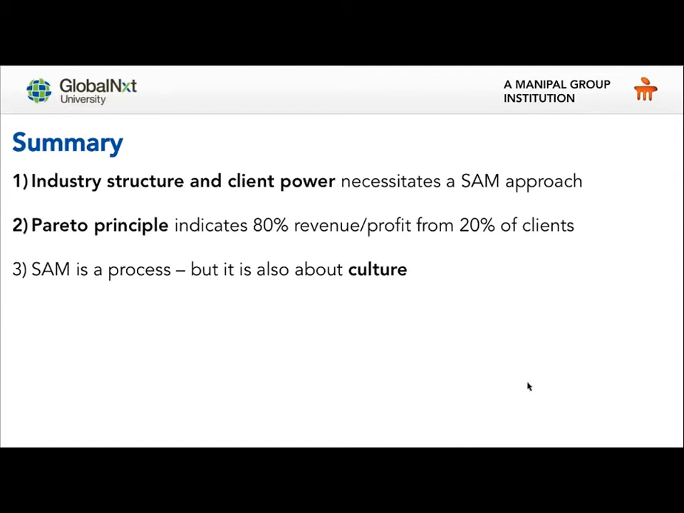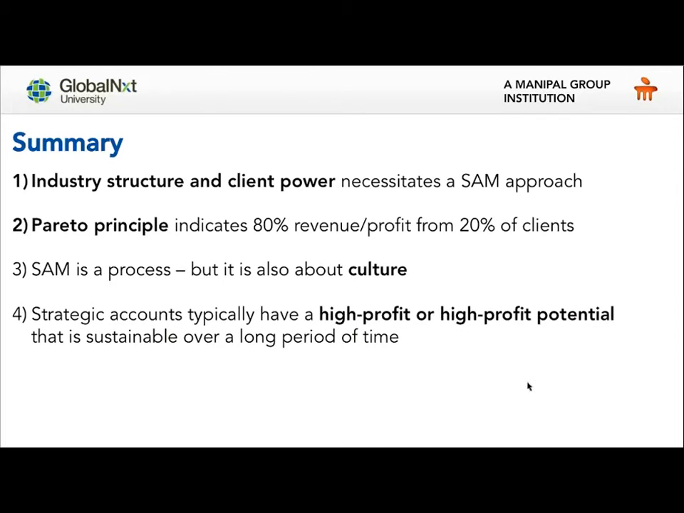The third aspect is, SAM is a process, but it's also part of culture. So being a client-centric organization is not just about having processes in place. It's about the people and how you behave and how you act. So there are very much cultural implications here. And everyone knows that culture is difficult to change, requires a lot of leadership effort. But basically, SAM is a process, but it's also about culture here.